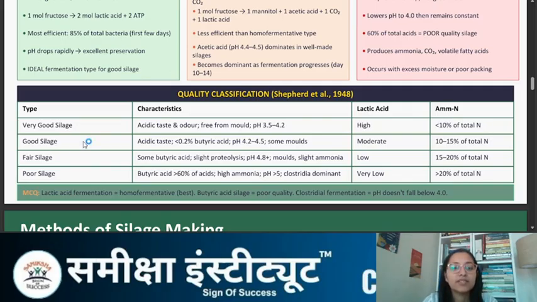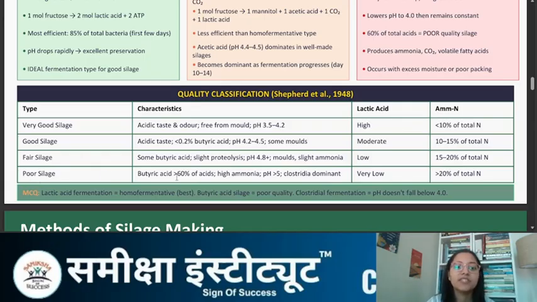Then good silage also has an acidic taste, but butyric acid content should be very low, less than 0.2%. The pH should be 4.2 to 4.5, lactic acid is moderate, and 10 to 15% of total nitrogen is ammonia nitrogen. Then the fair silage has some quantities of butyric acid. Slight proteolysis occurs. The pH is 4.5 to 4.8, and slight ammonia will be present, 15 to 20%.